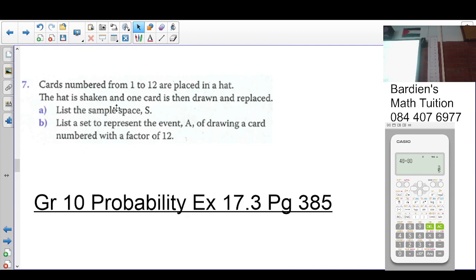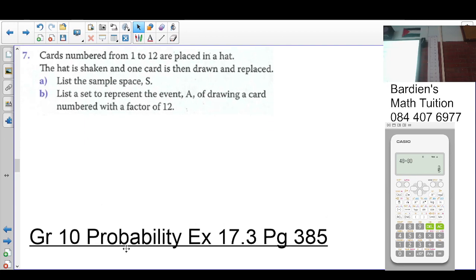Right, let's look at number 7. Number 7 says, cards numbered 1 to 12 are placed in a hat. The hat is shaken and one card is then drawn and replaced. The card is taken out and put back. There's the sample space. So the sample space here would be 1 to 12.